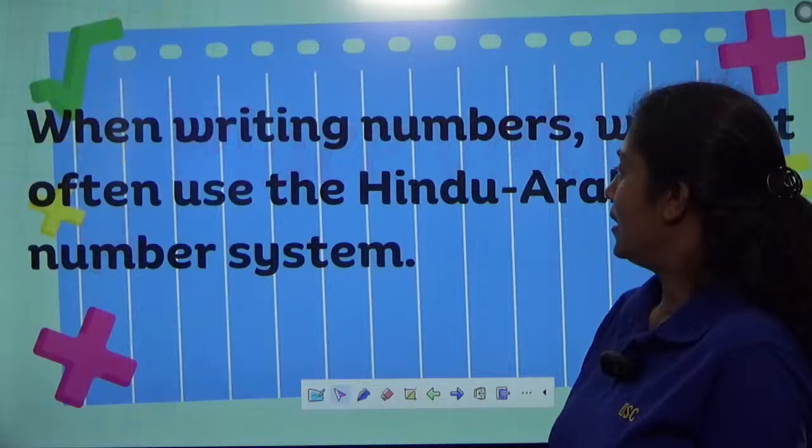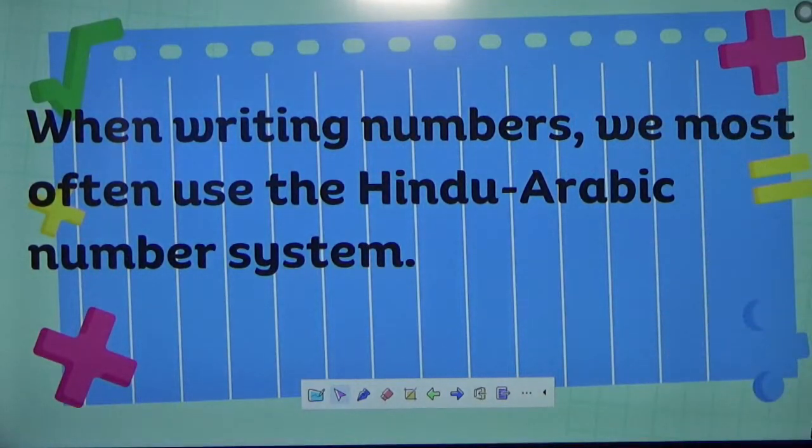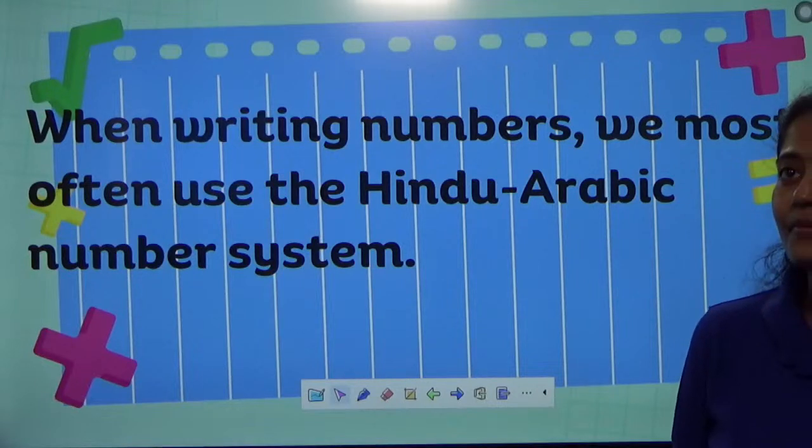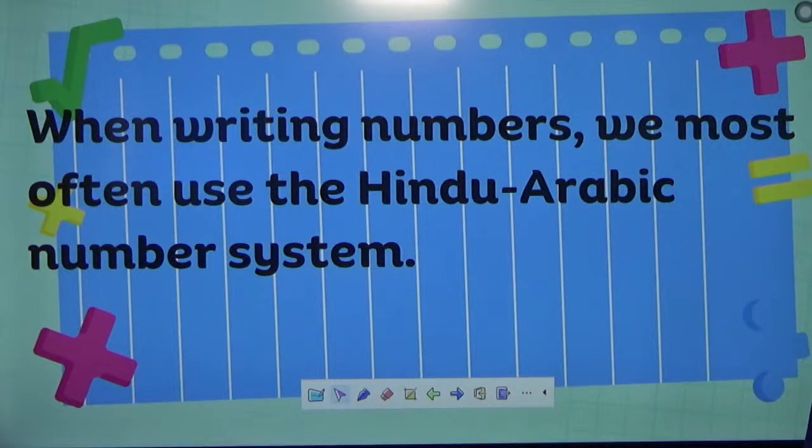When writing numbers we most often use the Hindu-Arabic number system. What is that? Hindu-Arabic number system. Have you heard about that? What are Hindu-Arabic numbers? They are the numbers we use in day-to-day life, no? We are using that number system, no?